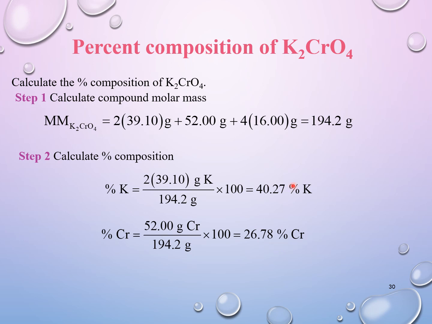To get oxygen's percentage, you technically could get 100% minus 40.27 minus 26.78. You would get the mass percent of oxygen. Or you can calculate using 4 times 16, same way, same formula. So 4 times 16 grams of oxygen divided by 194.2 grams times 100, you get 32.95% of oxygen.